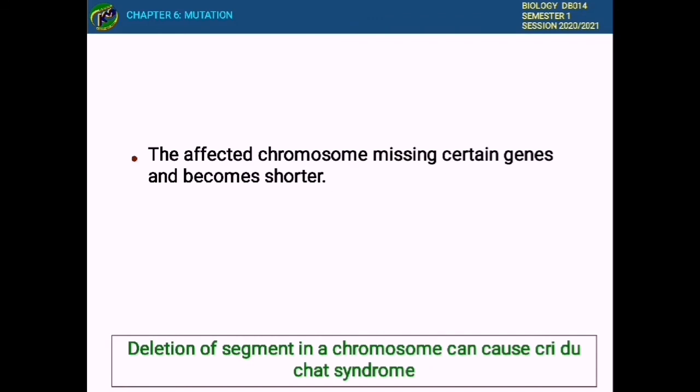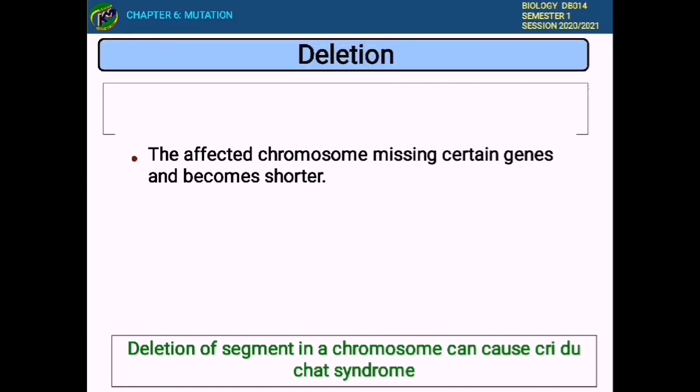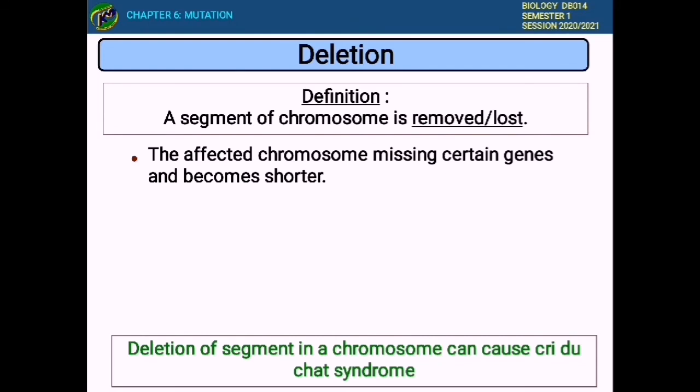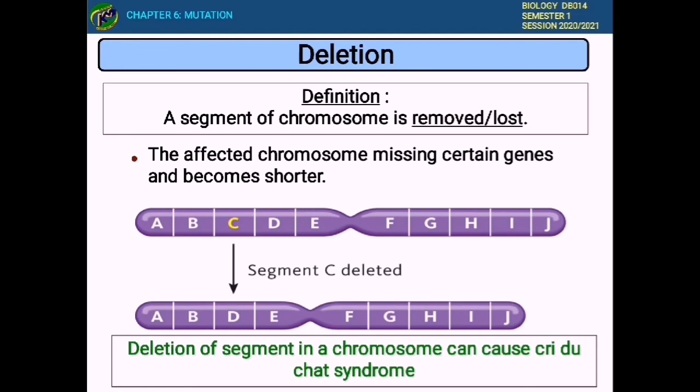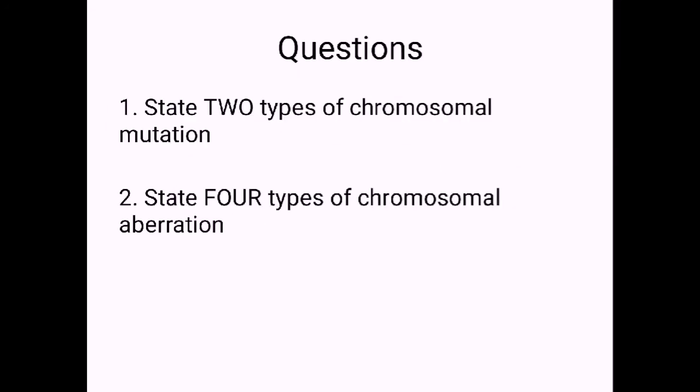Sorry, here I missed some point for deletion. For deletion, when a segment of chromosome is removed or lost, it can cause a syndrome called cri-du-chat syndrome. So you have to remember, deletion can cause this syndrome. Now we have finished 6.1, 6.2 and 6.3, and we have covered all the subtopics for mutation.